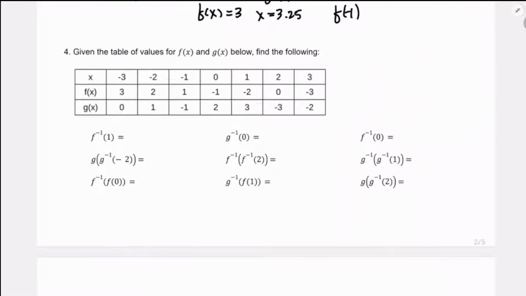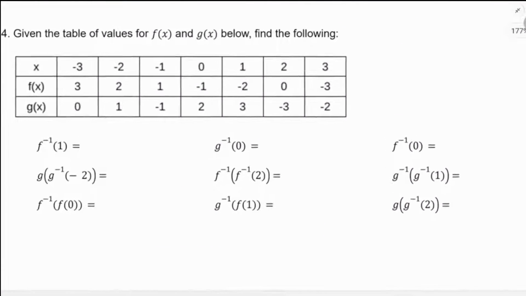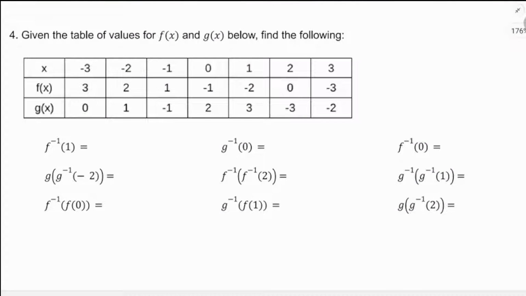All right. Now, here we've got a table of values, and I think this one will be a little faster. So f inverse of 1, that's f of x equals 1. And we're going to find that right there. Okay, so that's x equals negative 1. And so f inverse of 1 equals negative 1, right?